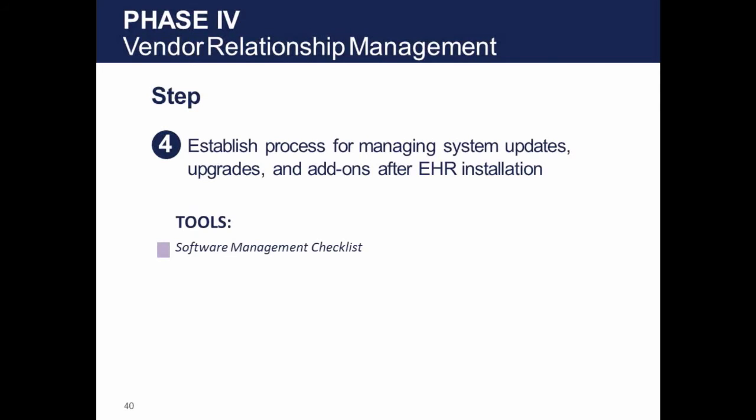Updates, upgrades, and add-ons can be disruptive. However, this can be greatly reduced with proper planning and an established approach, including assessing the benefits for the changes, what is the vendor's approach to demonstrating the upgrade, what are vendor plans for the upgrade, and scheduling a go-live date. The software management checklist can be used to standardize your organization's processes when dealing with updates, upgrades, and add-ons.